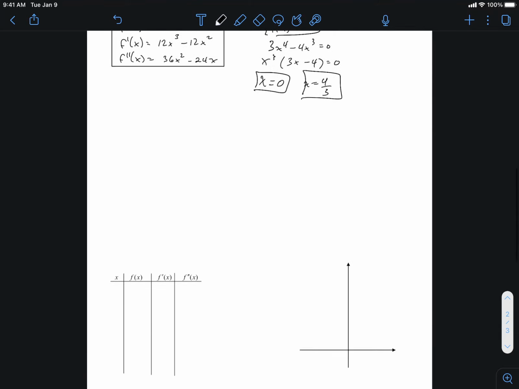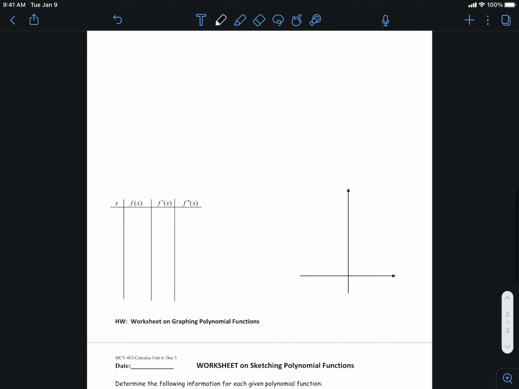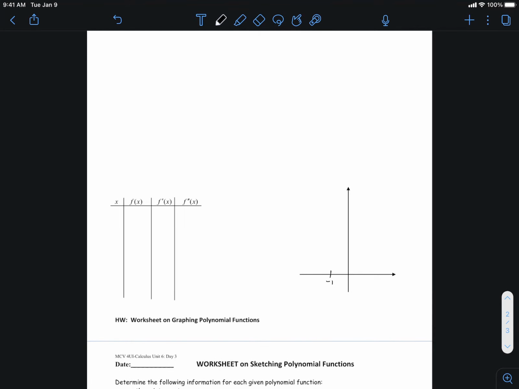Okay. So then we can go down here and we can plot them. Right. We could say, okay, well, -1 is here, -2 is here, 1 and 2. One of our x-intercepts is here at the origin. Okay, and the other one is at 4/3, which is just over 1.